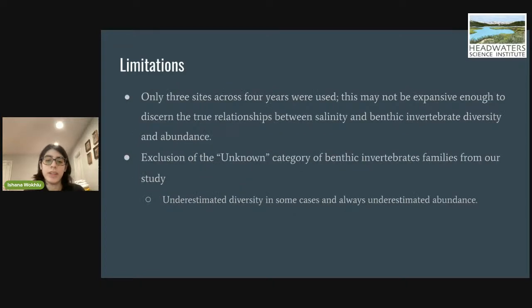There were a few limitations to this study. For one, only 3 sites across 4 years were used, and this may not be expansive enough to discern the true relationships between salinity and benthic invertebrate diversity and abundance. Also, we excluded the unknown category of benthic invertebrate families from our study, which means that we underestimated diversity in some cases and almost always underestimated abundance as well.